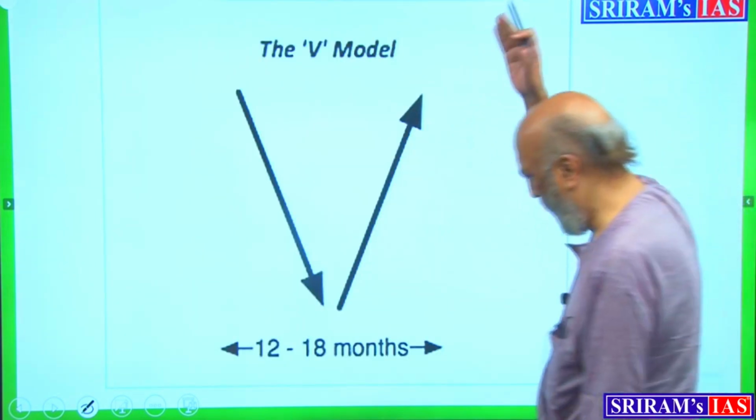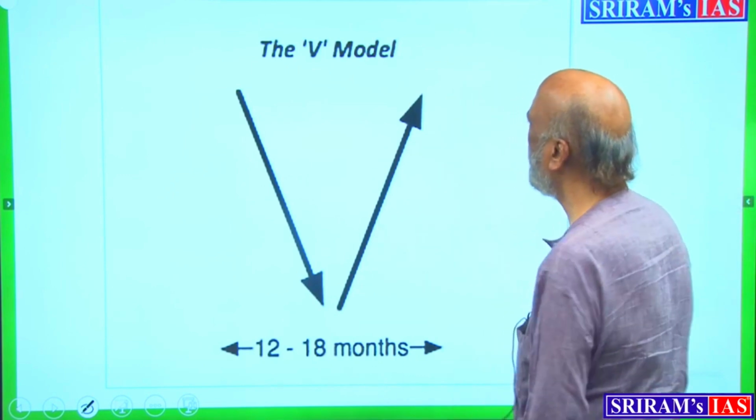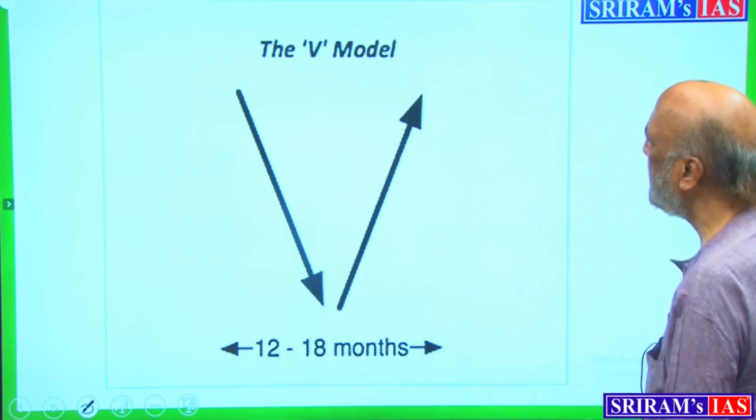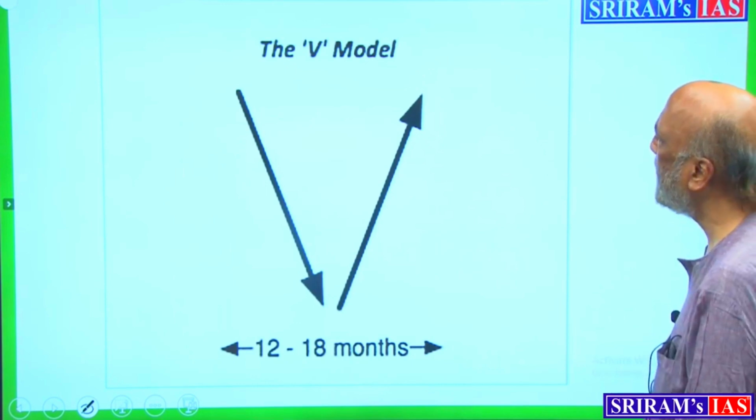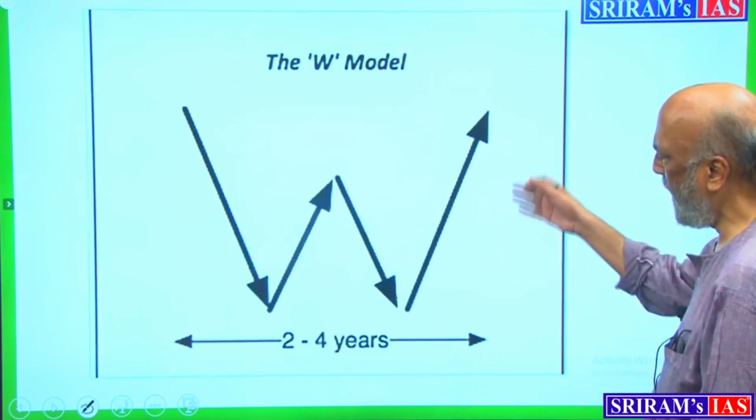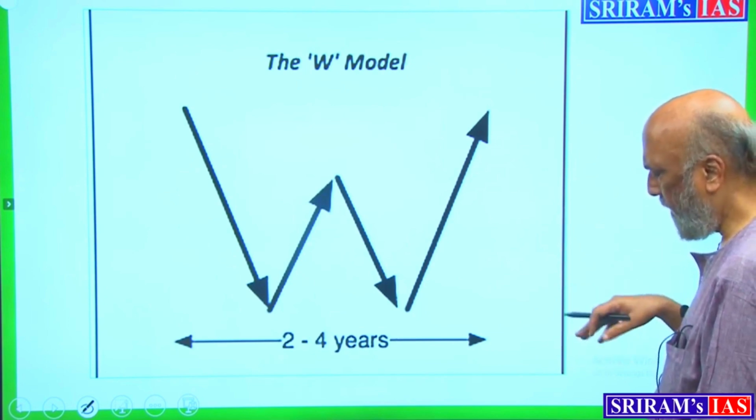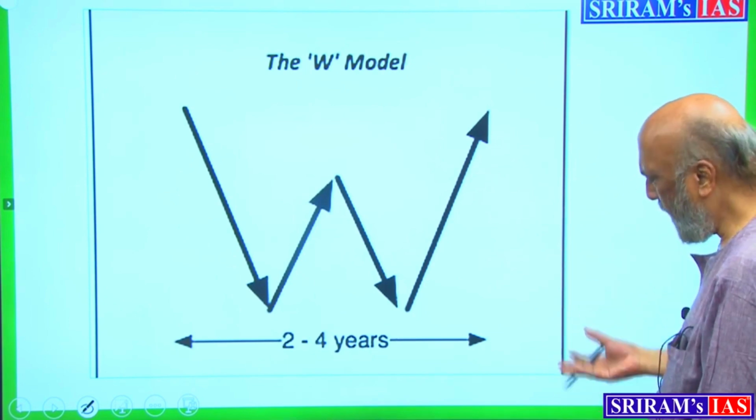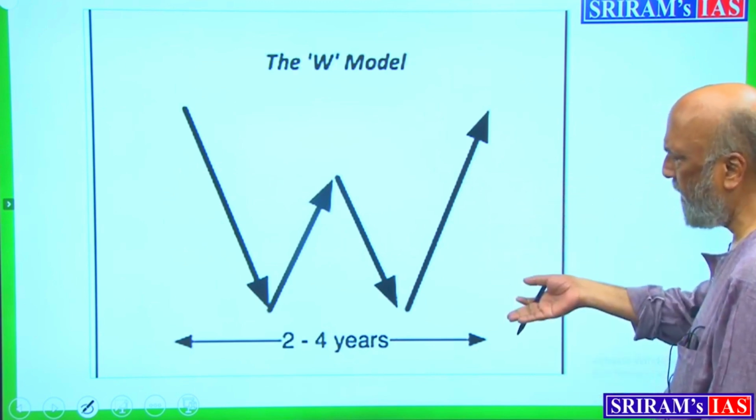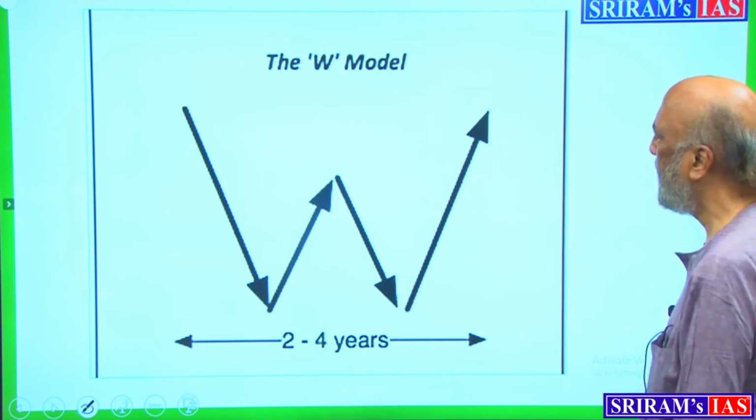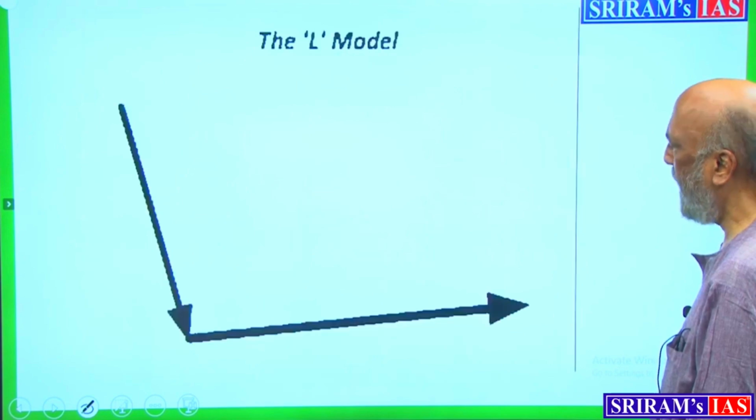The V: you fall like a crash, get up viciously, because you close the factory, you open the factory, that's all there is. Next, W, I gave you the reason. Fall, borrow and come back. Bad conditions again, fall. Okay, good conditions and come back. This is the second time that the virus struck. Next, L, see?